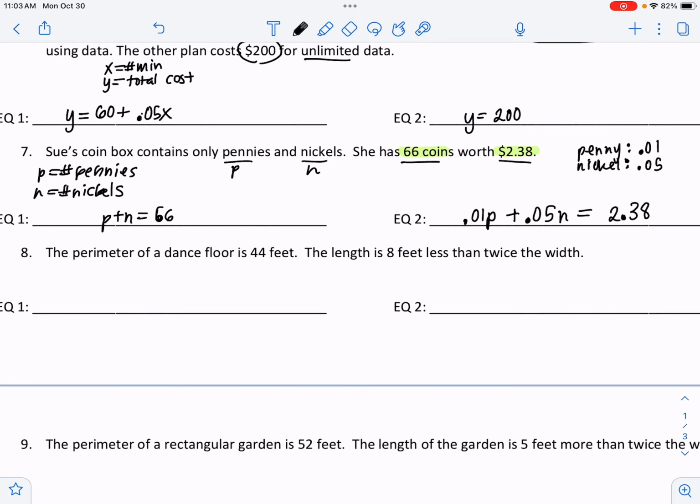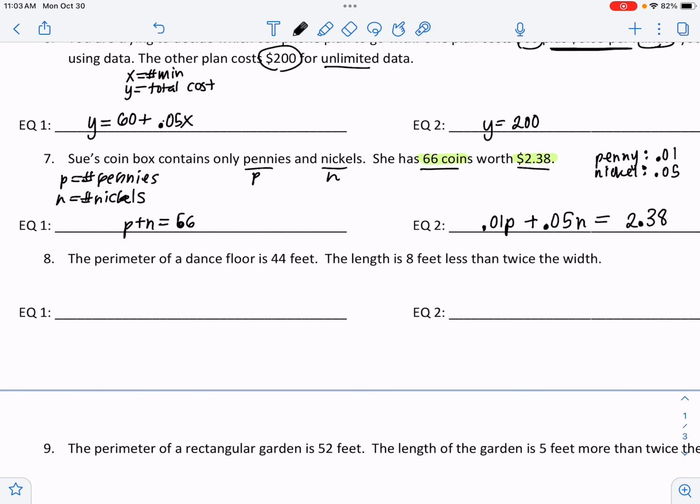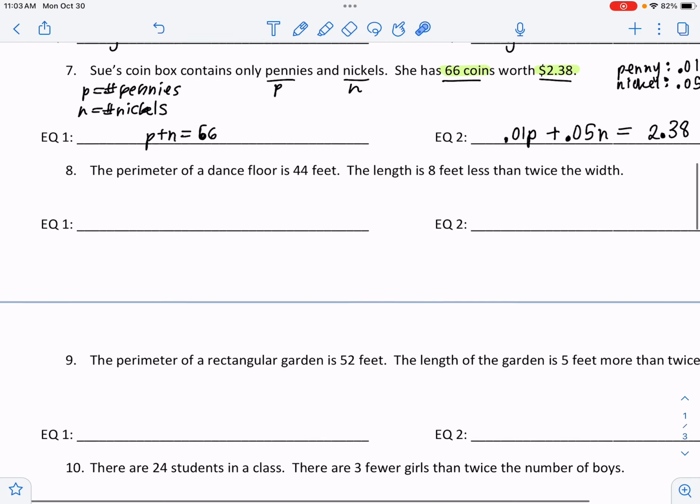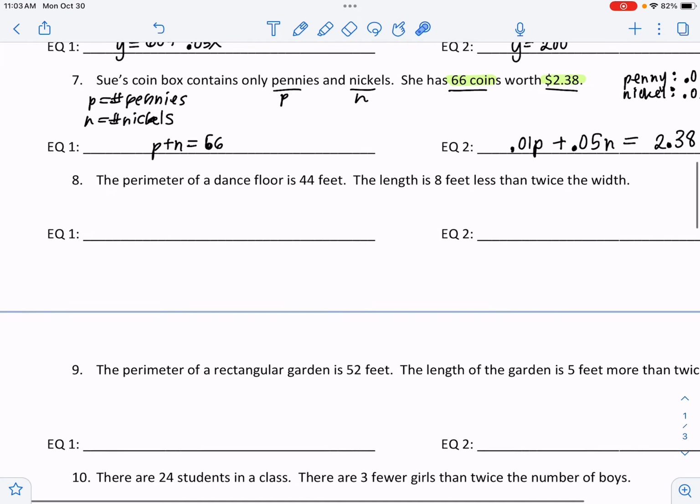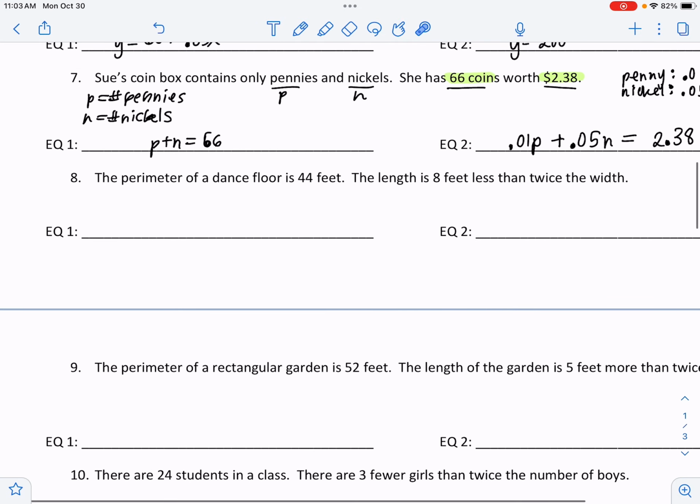So whenever you're writing these total equations, make sure your units line up. Coins plus coins equals total coins. Money plus money equals total money. Your units must line up for these. All right, last one on this page, and then we'll skip to the end.